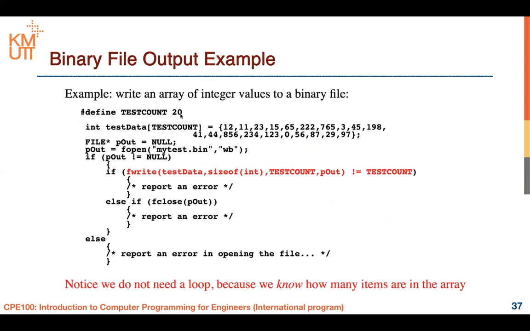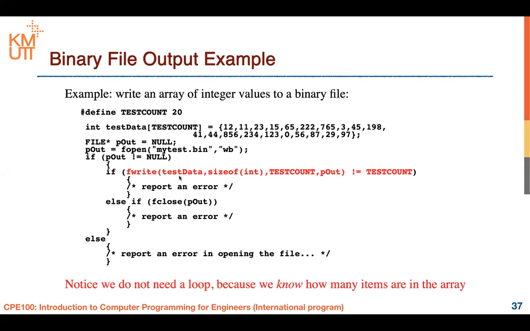First of all, you set the count to 20, and this one is the data. Then you open the file, pout. You open my test.bin because you want to write into this file. How can I know that? Because you set the mode to WB, write binary file. If pout is not null, it means you can open it appropriately, so you can write the data.